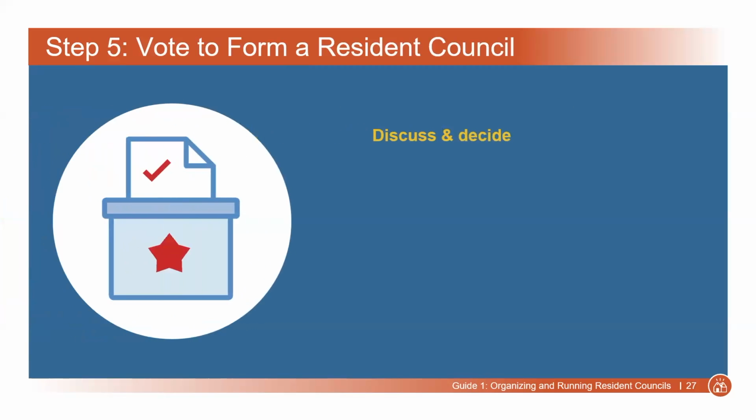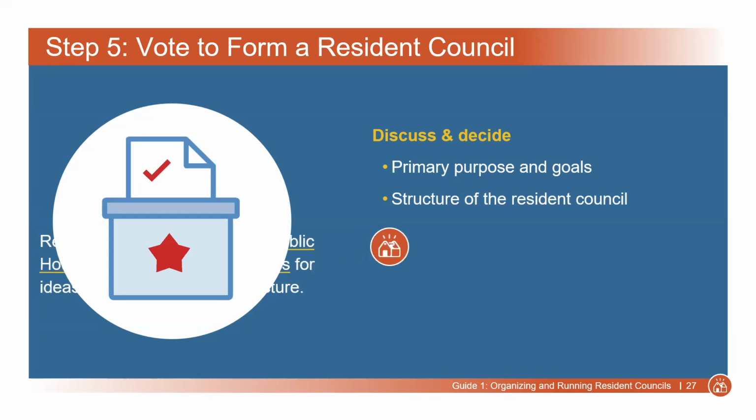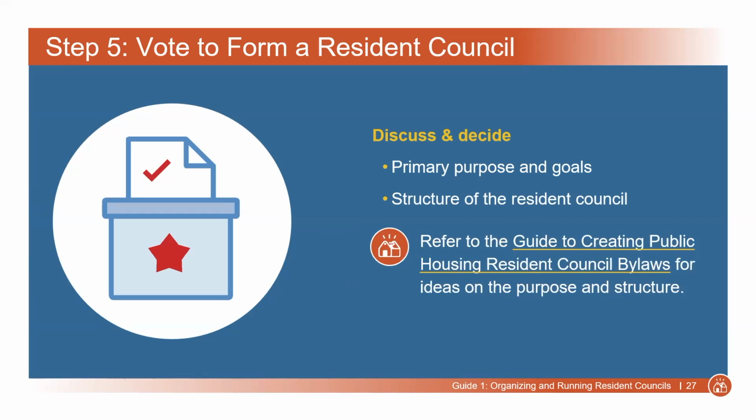Step 5. Vote to form a resident council. In one of the first meetings, you can vote to form a resident council and discuss and decide what the primary purposes and goals of the resident council will be, and what the structure of the resident council will be. Refer to the Guide to Creating Public Housing Resident Council Bylaws for ideas on the purpose and structure of the resident council.